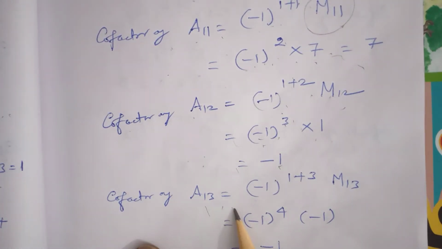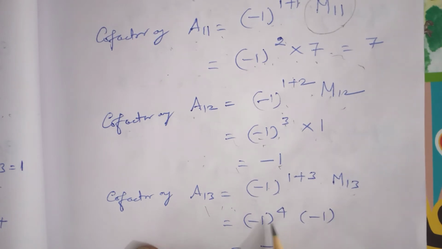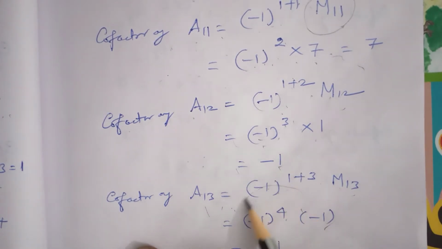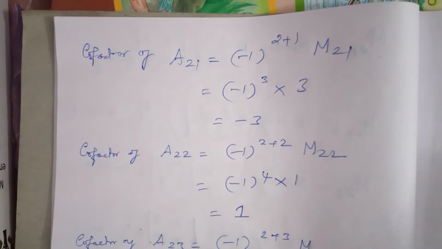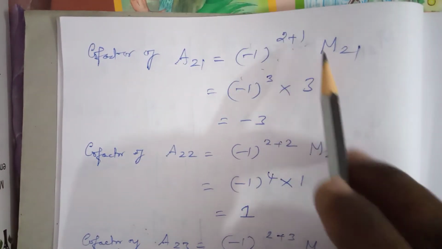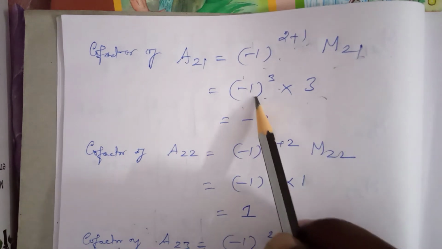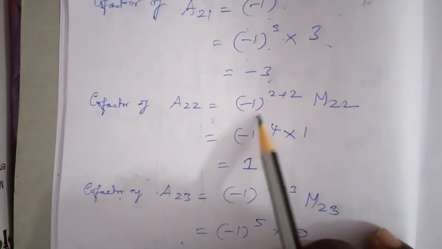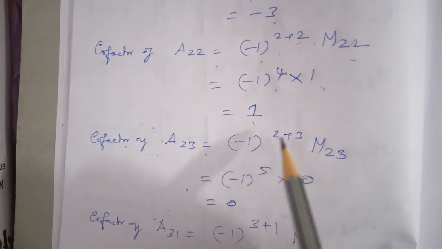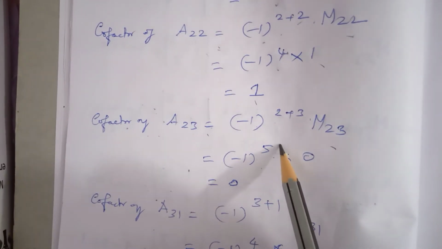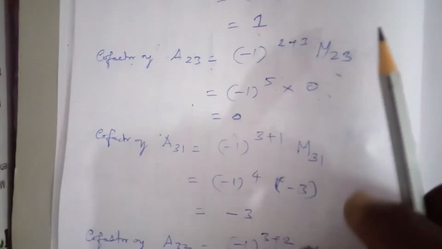Again, cofactor of A13 equals minus 1 power 1 plus 3 into M13. So minus 1 power 4 into minus 1. Minus 1 power 4 is plus 1, so 1 into minus 1 is minus 1. The cofactor of A21 equals minus 1 power 2 plus 1 into M21, minus 1 cube into 3 is minus 3. Cofactor of A22: minus 1 power 2 plus 2 into M22, minus 1 power 4 into 1. Minus 1 power 4 is 1, so the value is 1. Cofactor of A23: minus 1 power 2 plus 3 into M23, minus 1 power 5 into M23, which is 0. 0 into anything is 0.